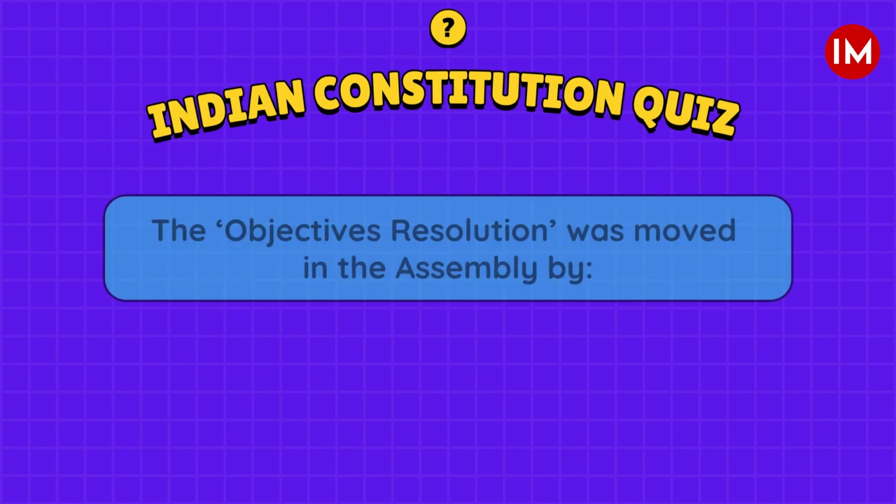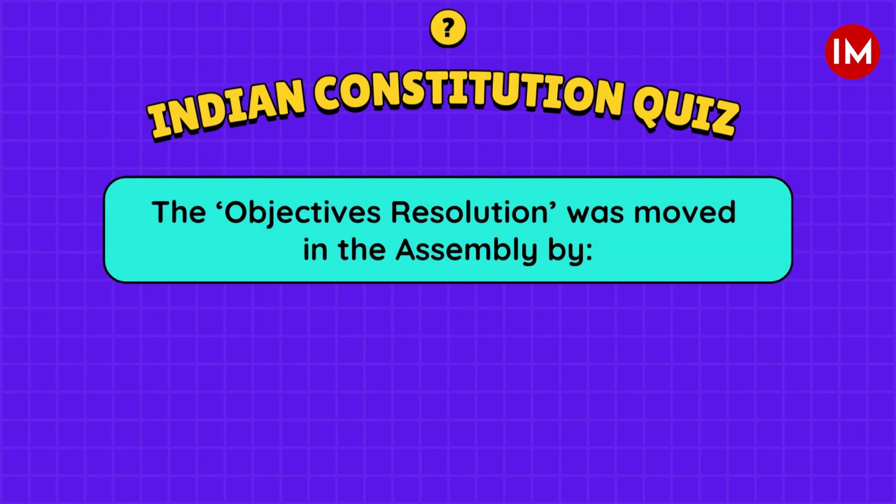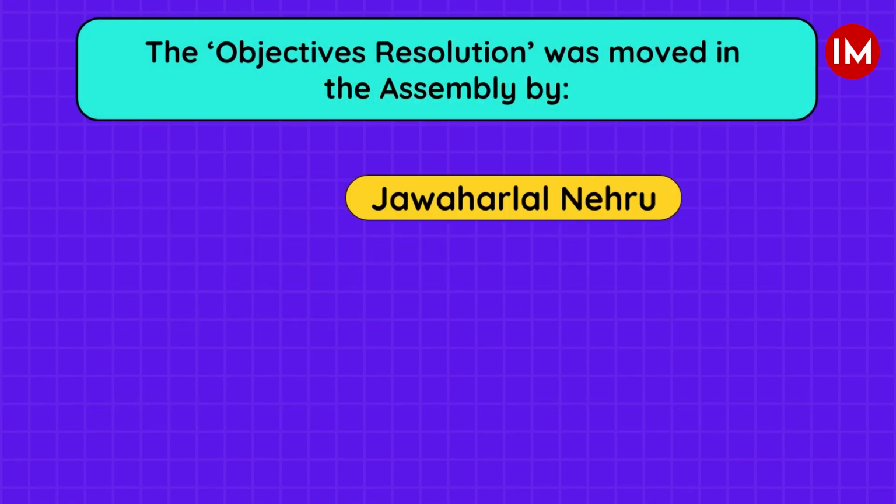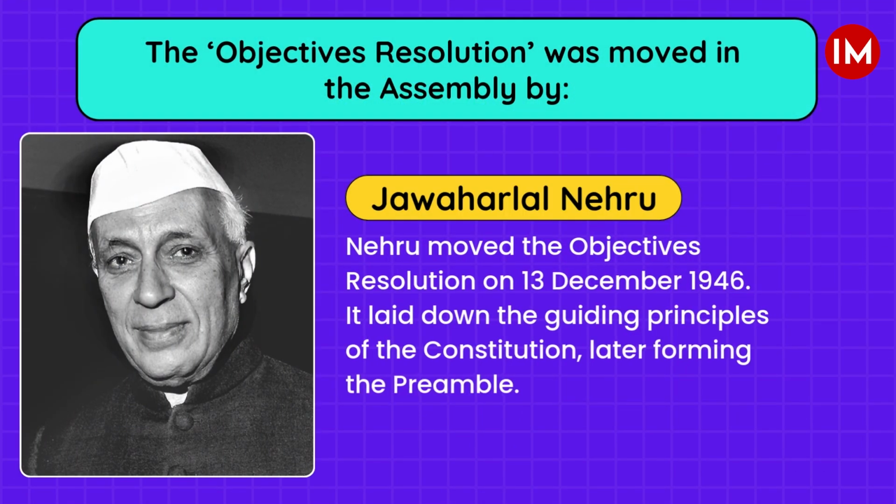Question 5. The Objectives Resolution was moved in the Assembly by A. Rajendra Prasad, B. Jawaharlal Nehru, C. Sardar Patel or D. C. Rajagopalachari. The correct answer is B. Jawaharlal Nehru. Nehru moved the Objectives Resolution on 13 December 1946. It laid down the guiding principles of the Constitution, later forming the preamble.